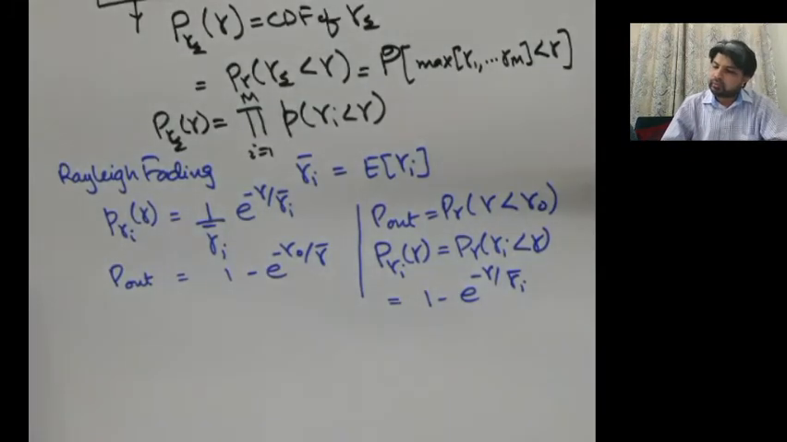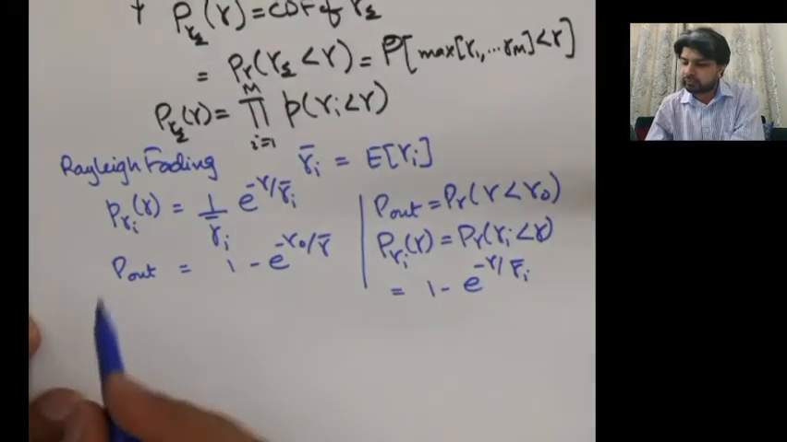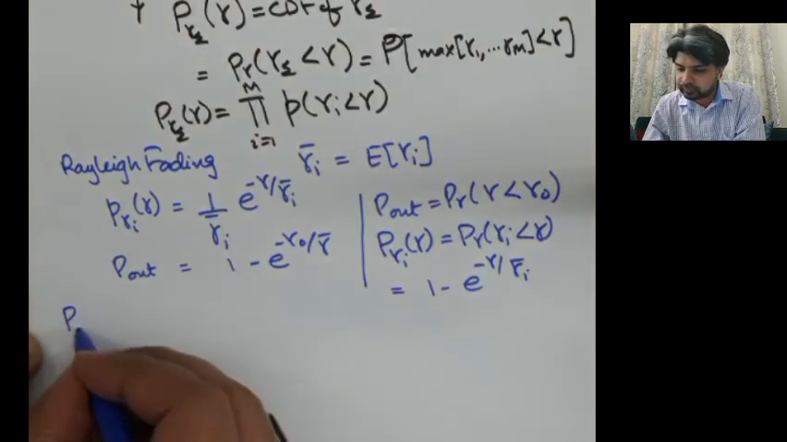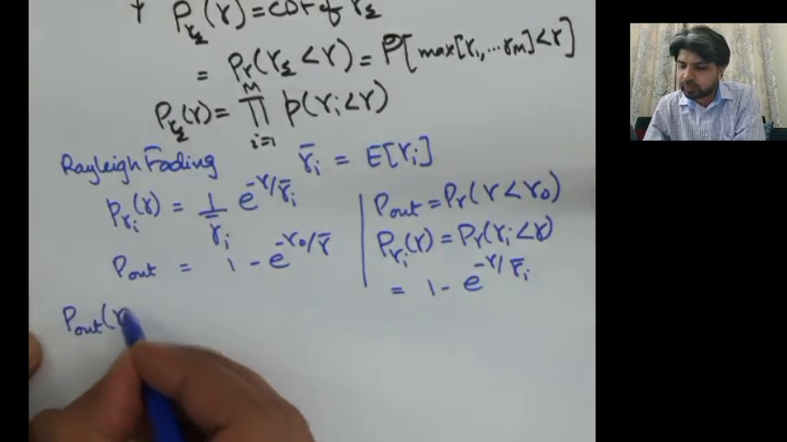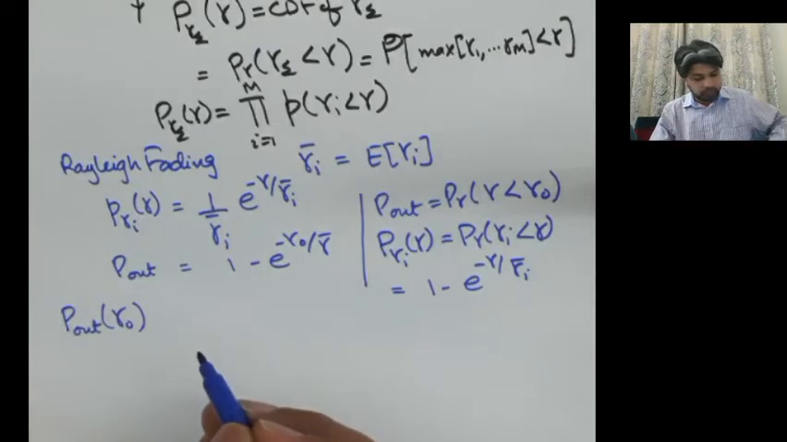That would make our analysis easier because we're talking about Rayleigh fading, which is exponentially distributed. Now let's compute the outage probability. P out is a function of gamma naught. So for different values of gamma naught, it should change.